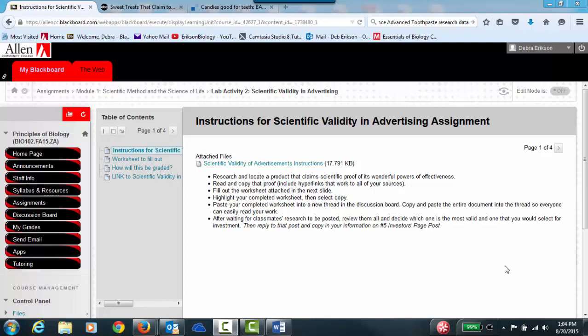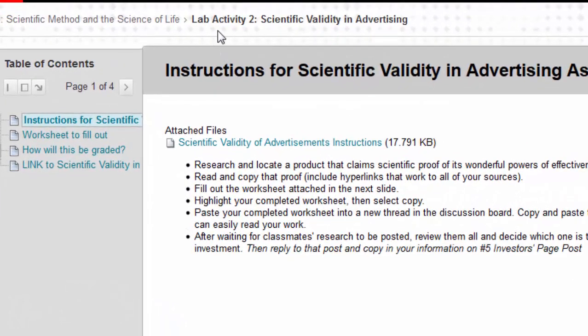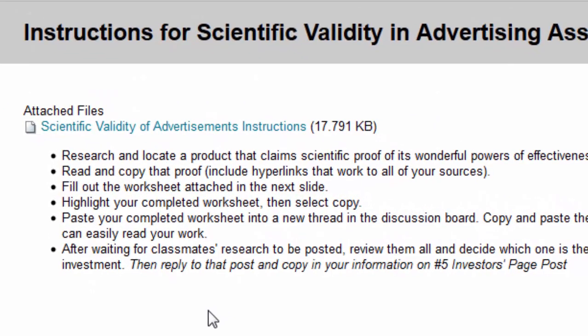Hi, this is Deb, and I'm going to walk you through lab activity number 2 in Module 1 for scientific validity in advertising. So what you're going to do generally is locate a product that claims scientific proof that its wonderful powers of effectiveness are supported by this data. So you'll look for a product. It will take you a while.